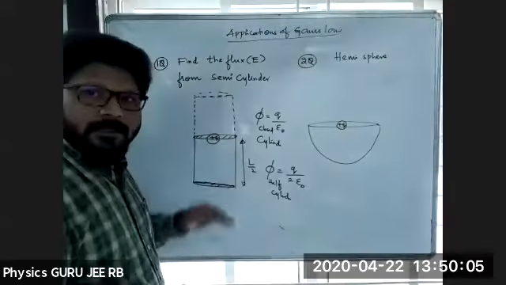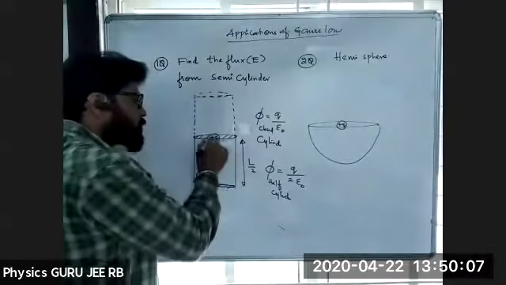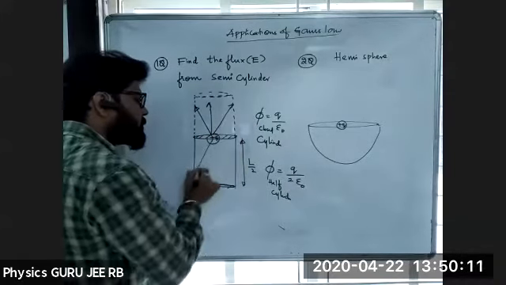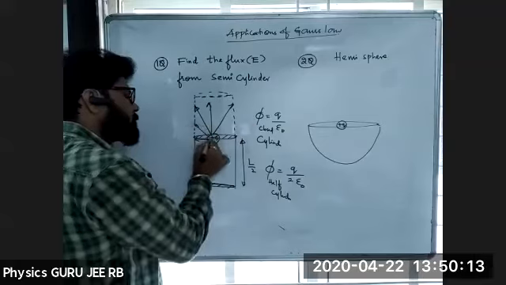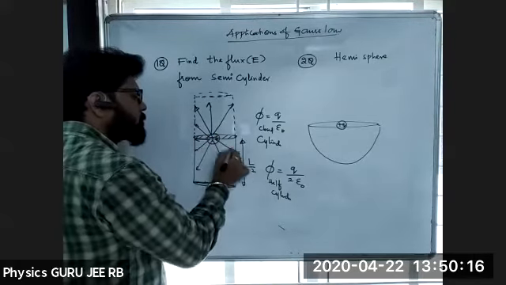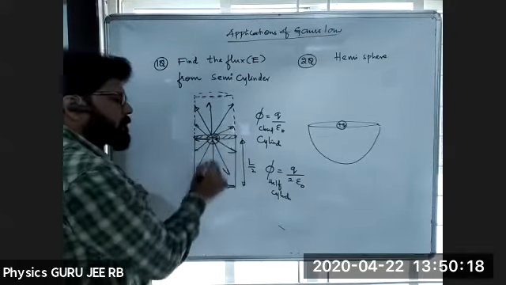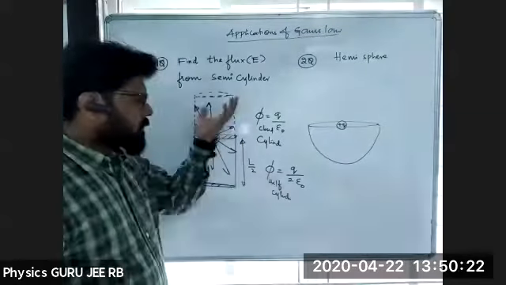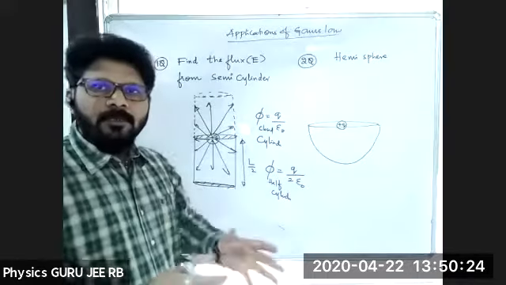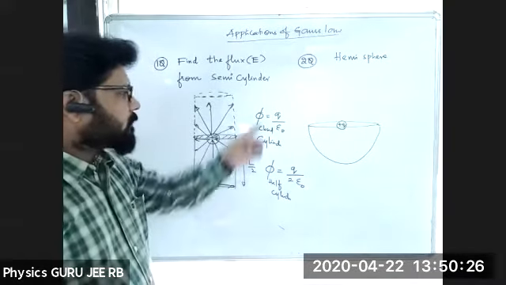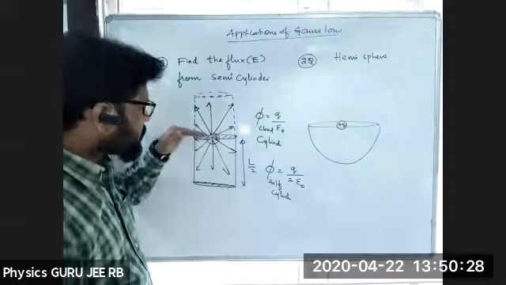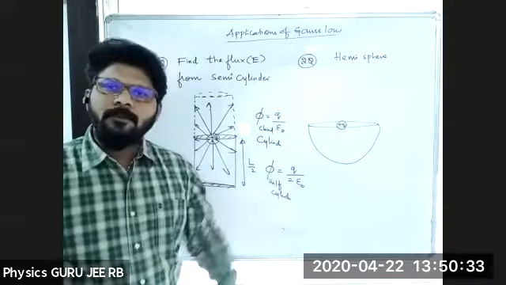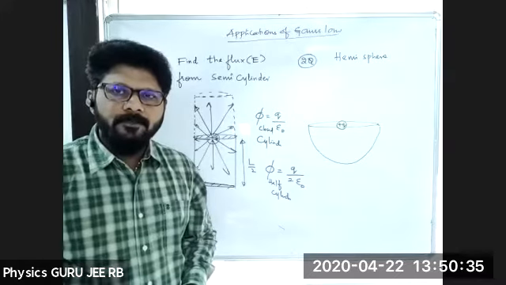When it is a complete cylinder, then flux through it will be in all directions. You can see here, flux downwards is Q by 2 epsilon naught. Flux upwards is Q by 2 epsilon naught. Total it is how much? Q by epsilon naught. That means through this half cylinder, how much it is? Q by 2 epsilon naught. That will be the answer. Hope that you got it.